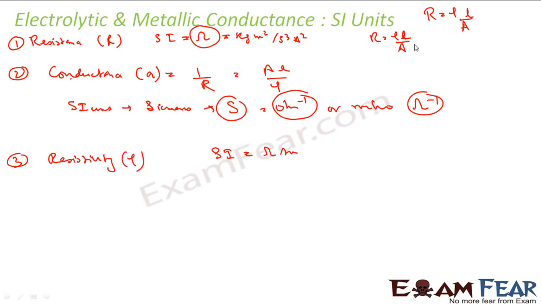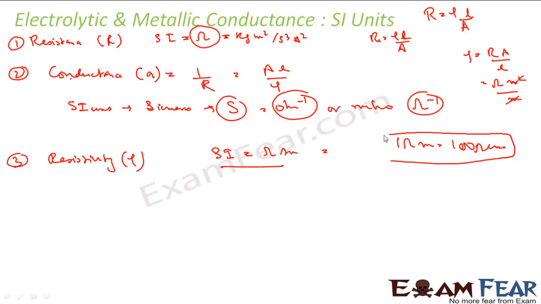So you put this side, so this rho becomes RA by L, right? Find the unit. Resistance is ohm, A is meter square, and length is meter. This gets cancelled. This becomes ohm meter. So the SI unit is ohm meter, right? And ohm centimeter is also used. So 1 ohm meter is nothing but 100 ohm centimeter. So both are used actually, but ohm meter is the SI unit.